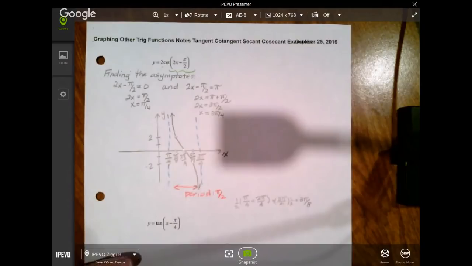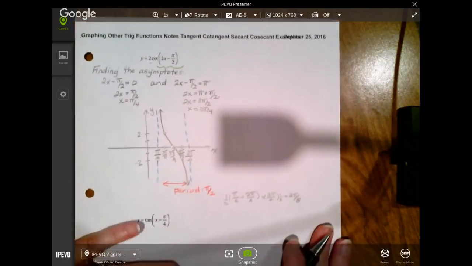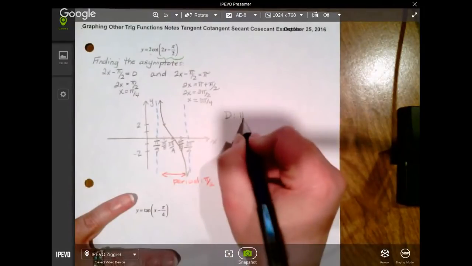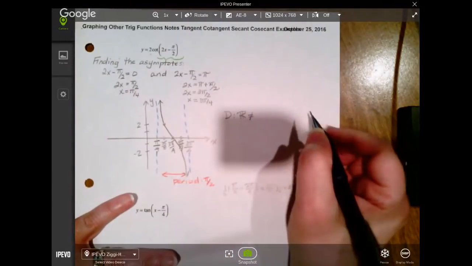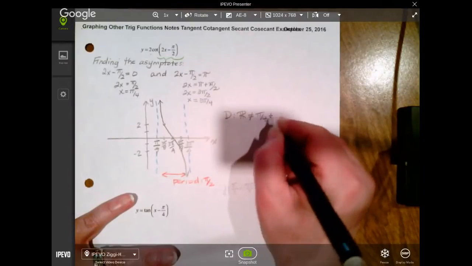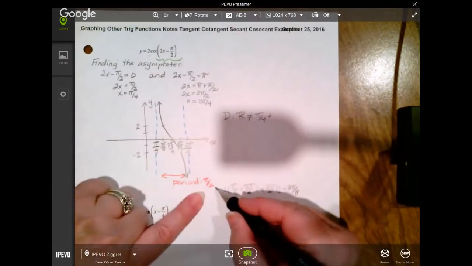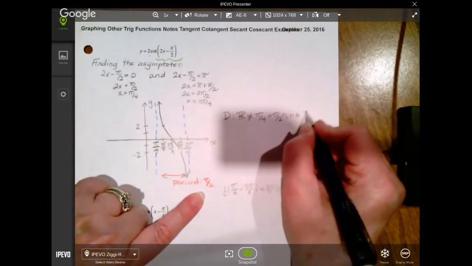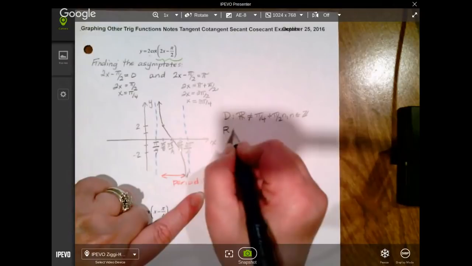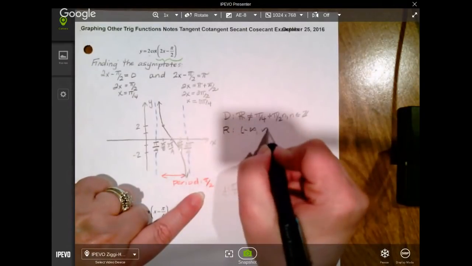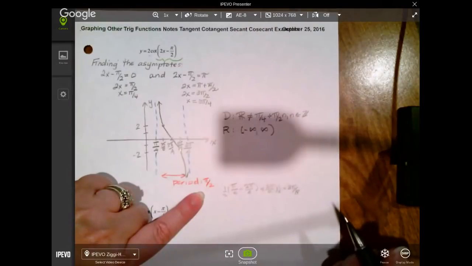All right. Let's find the domain of this function that we just graphed. The domain is going to be all reals not equal to, let's pick an asymptote, we'll say pi over 4 plus, how far apart are they? They're pi over 2 apart, so plus pi over 2n, n an element of the integer set. The range here is going to be all real numbers, which is -infinity to infinity. All right. So there you go.